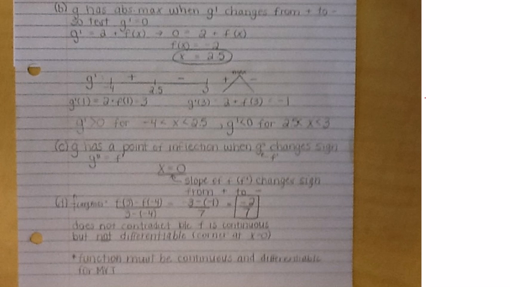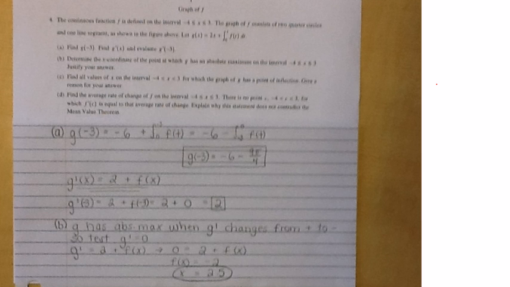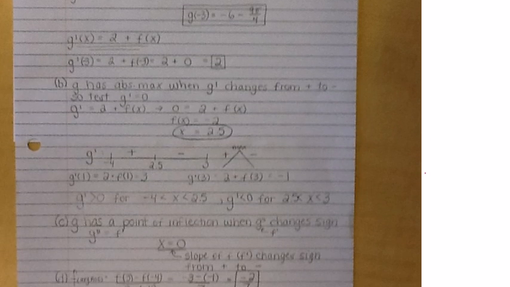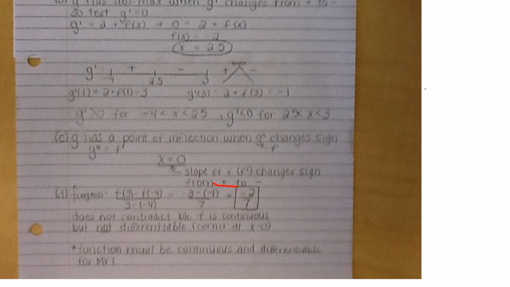Since g prime prime equals f prime, we're really trying to find where the slope of f changes sign, meaning we can find where f prime equals 0. So if you look up at our graph, it cuts off, but we do have a point at x equals 0 where our slope changes from positive to negative. So this is going to be our point of inflection. Our slope doesn't change sign at any other points, so this is our only answer.